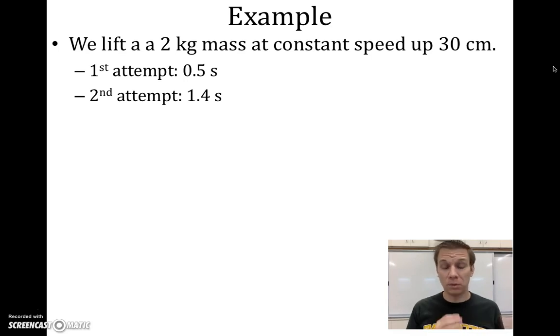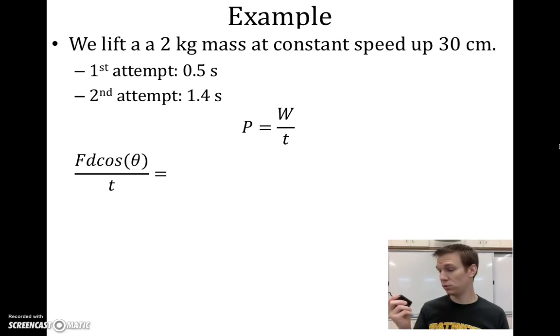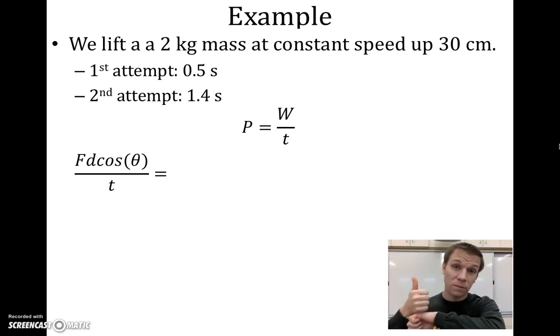So I raised it up the same amount, 30 centimeters, the same mass, except I did both of them at a constant speed, but they are different constant speeds because it took me a different amount of time. So let's do the calculation here. Here's our equation for power, the work divided by the time. So we have to look at what is the force I'm applying to this weight. Since I'm going at a constant speed, I know those forces have to be balanced. So the downward force of gravity and the upward force of my pull have to be the same.